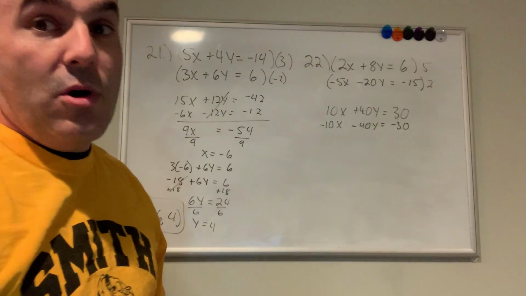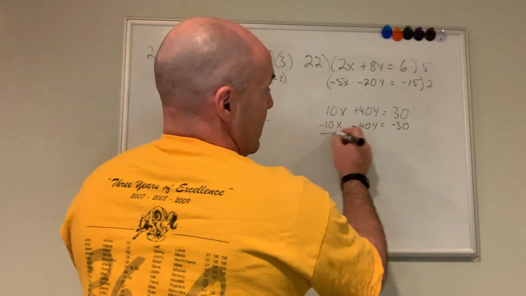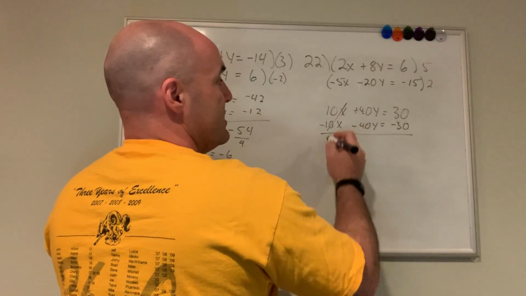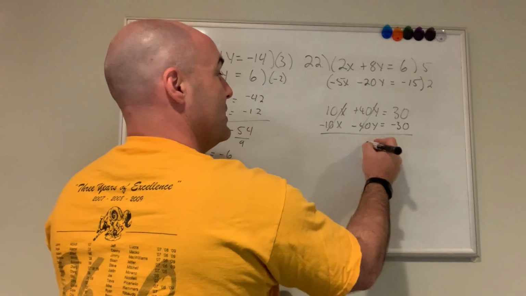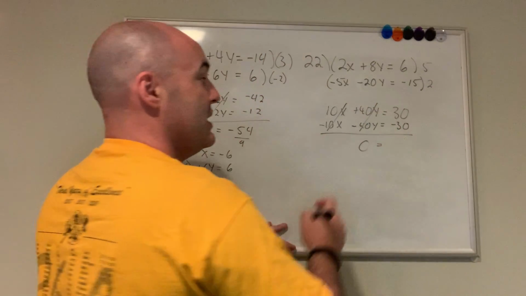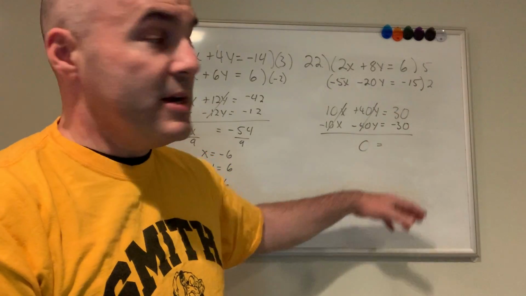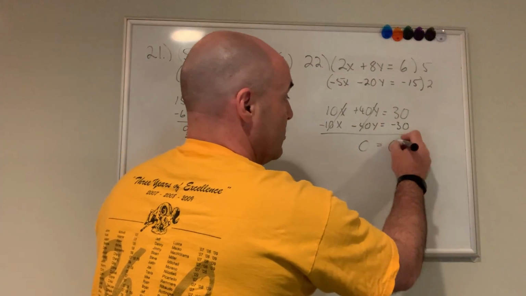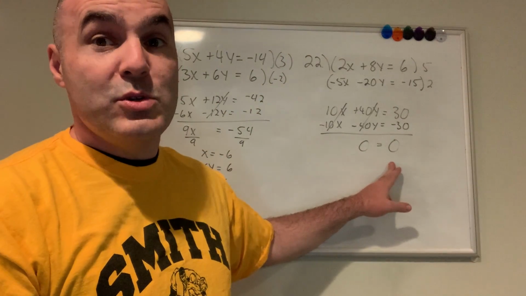Now we're all set up to eliminate, and something special is about to happen here. Anything plus its opposite is 0. So the left-hand side of the equation is 0. On the right-hand side of the equation, we have 30 minus 30. That's also equal to 0. So 0 is equal to 0. This is a true statement.